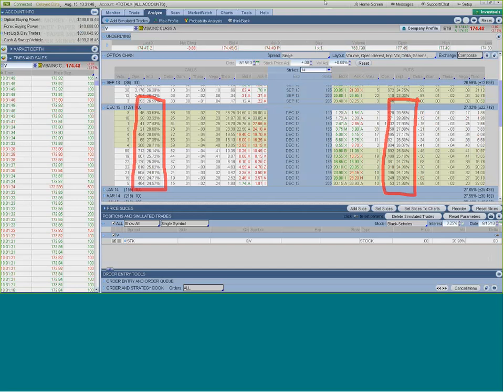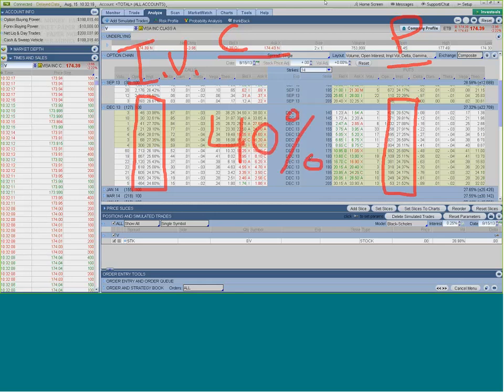This is implied volatility. These are the calls and these are puts. Implied volatility measures the actual price of the options. The options themselves are actually still relatively cheap. What's the magic level? 40%. If implied volatility is greater than 40%, it means those options are expensive. If it's less than 40%, they're actually cheap. The implied volatilities here are actually kind of cheap. They're inexpensive.